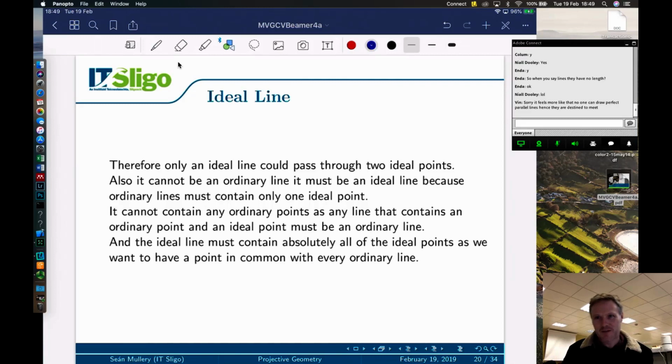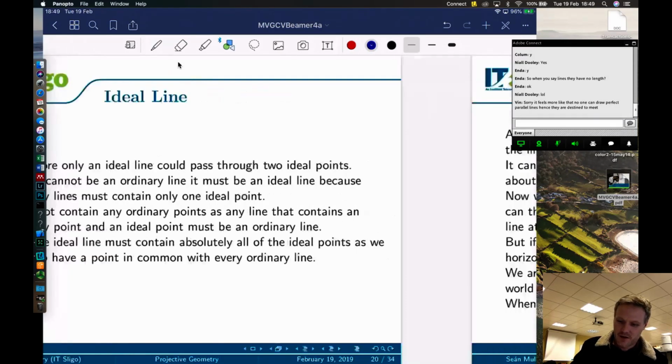So you see how the mathematicians, they didn't sum this up in 4 slides themselves. They probably had rows for years over this, over deciding exactly what the rules were going to be. And the ideal line must contain absolutely all the ideal points, as we want to have a point in common with every ordinary line. Okay, so you can see there's a lot of rules to deal with.